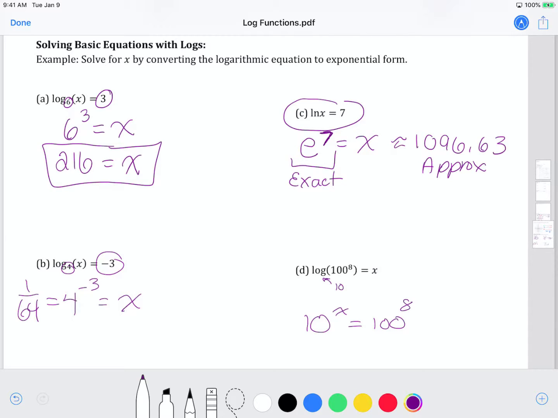I'm going to rewrite 100 in the same base as base 10. So 100 can be written as 10 squared. And when I raise a power to a power, I multiply. So 100 to the 8th is also equal to 10 to the 16th. So since I have 10 to the x is equal to 10 to the 16th, x has to be 16.